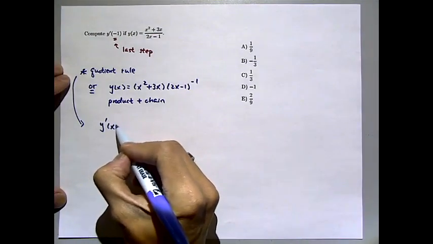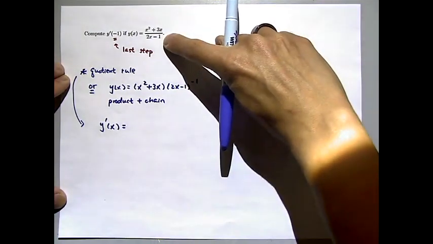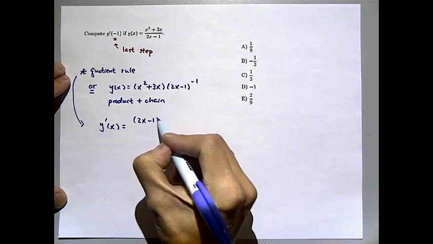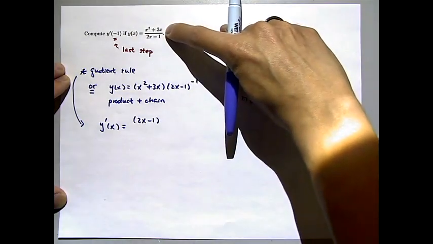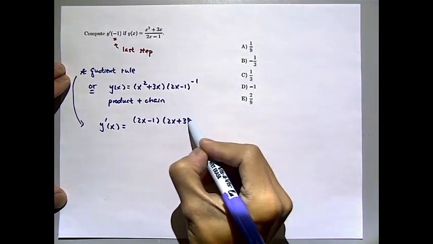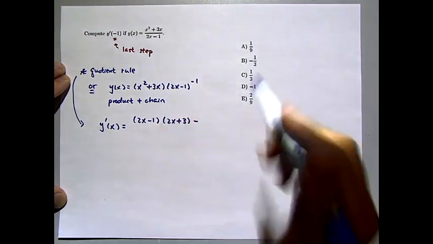y prime of x. Remember, the quotient rule is low d high, the derivative of the top, right? 2x plus 3. Low d high minus high.